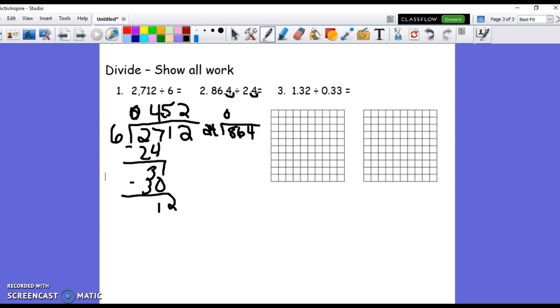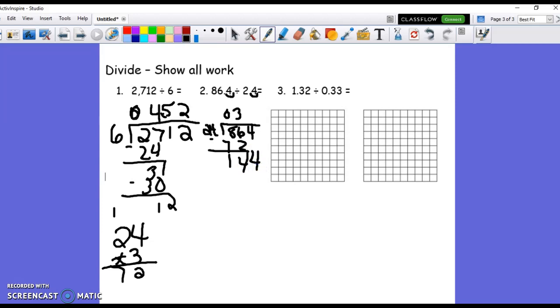24 does not go into 8. 24 goes into 86. Well, I'm going to think about 24 as being really close to 25, and I know 25 times 3 is 75, so I think 3 will work. I'm going to go on the back of my paper and actually do 24 times 3. It's 72. I'm going to put the 3 up here. I'm going to subtract 72. I get 14. 14 is less than 24, so I'm good to go.